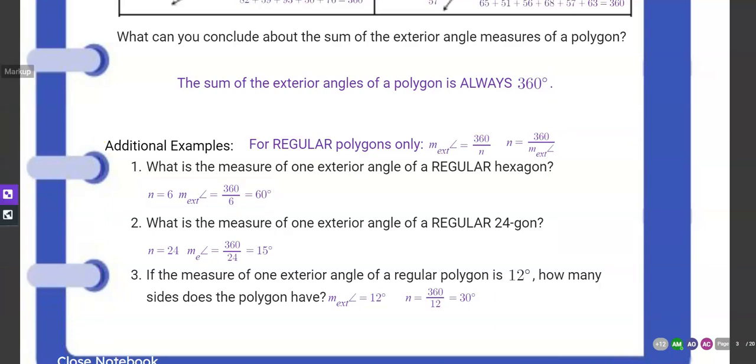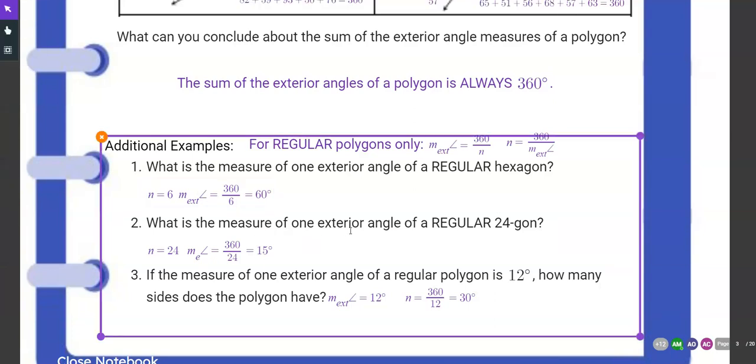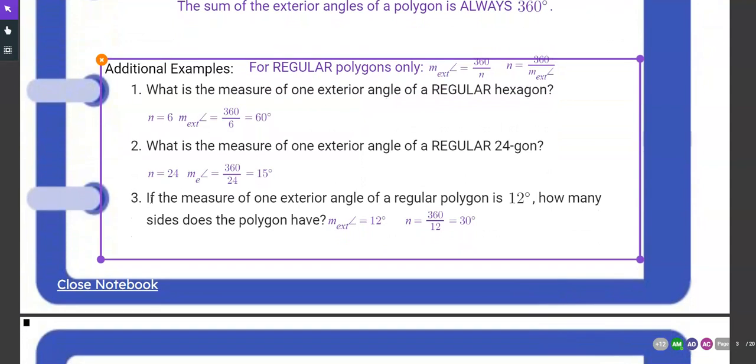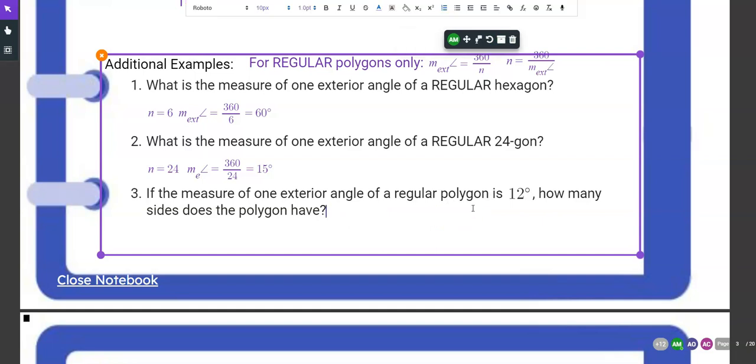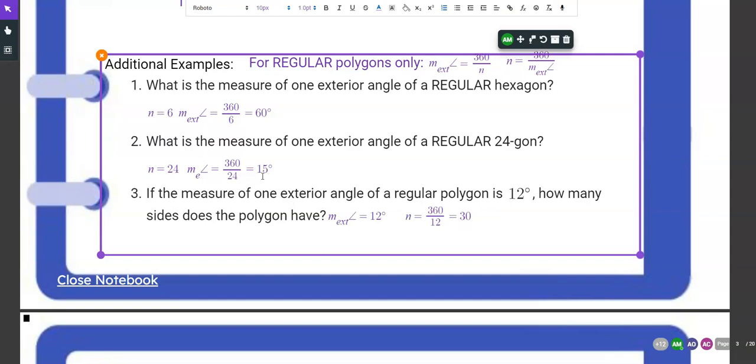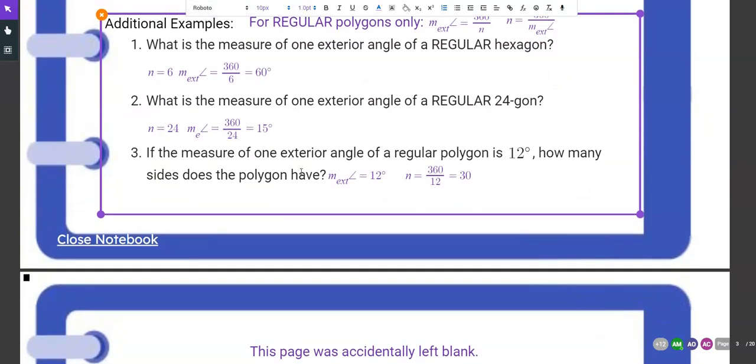number 2. We have the measure of an exterior angle of a regular 24gon. So 360 divided by 24 is 15. And then if we have the measure of one angle, which is 12 degrees, we can find out by dividing 360 by 12 that there are 30 sides to this figure. Now, if you're given one interior angle for a polygon, you can subtract it from 180 and find the exterior angle that matches, and then divide 360 by that number.